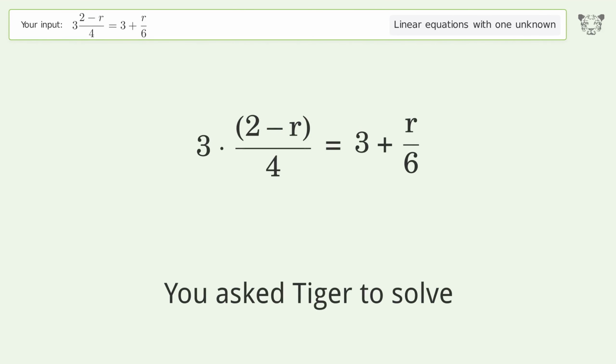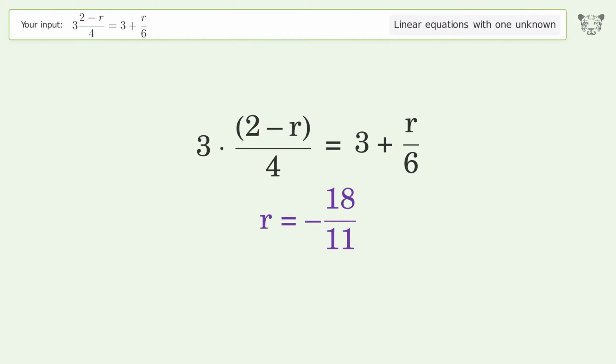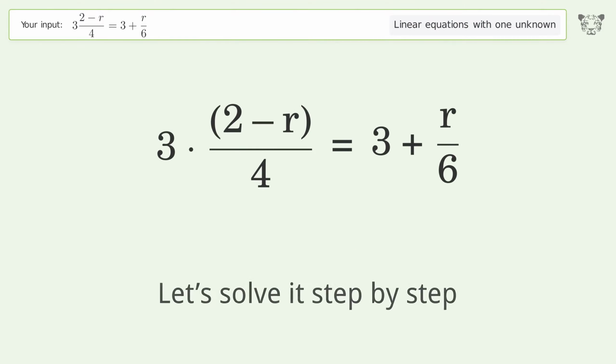You ask Tiger to solve this. This deals with linear equations with one unknown. The final result is r equals -18/11. Let's solve it step by step.